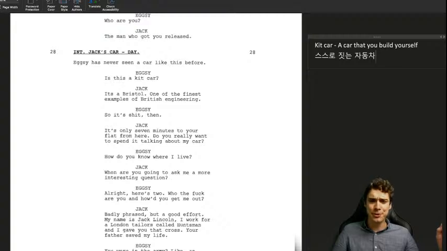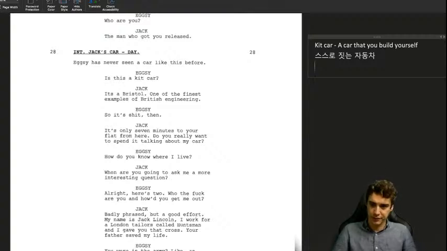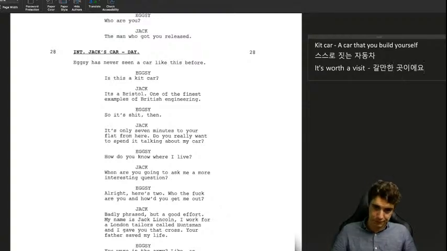Okay, so Bristol is also a city name in the UK. It's in the southwest. I've never been, but they say it's really good. So if you go to the UK, Bristol is worth going to. It's worth a visit.